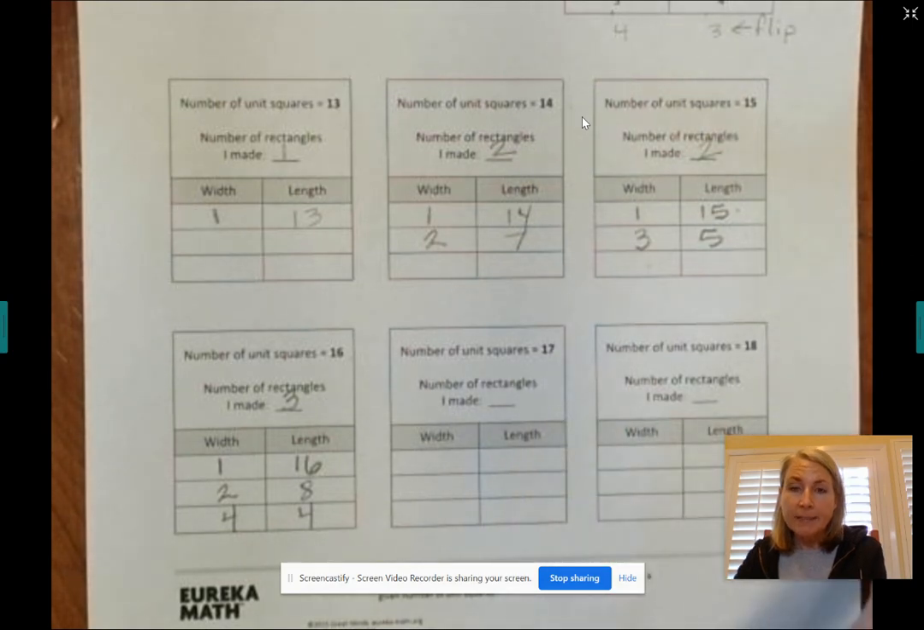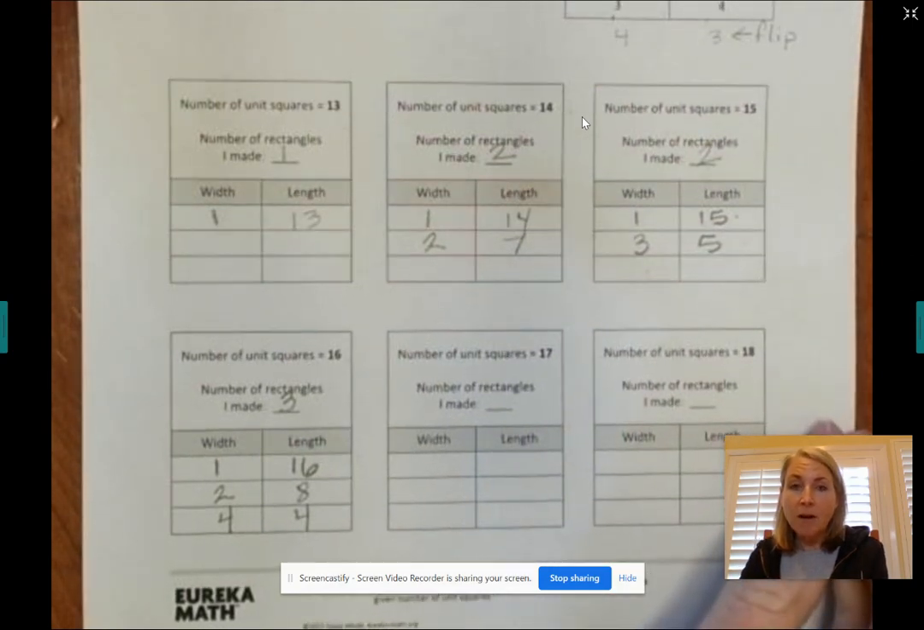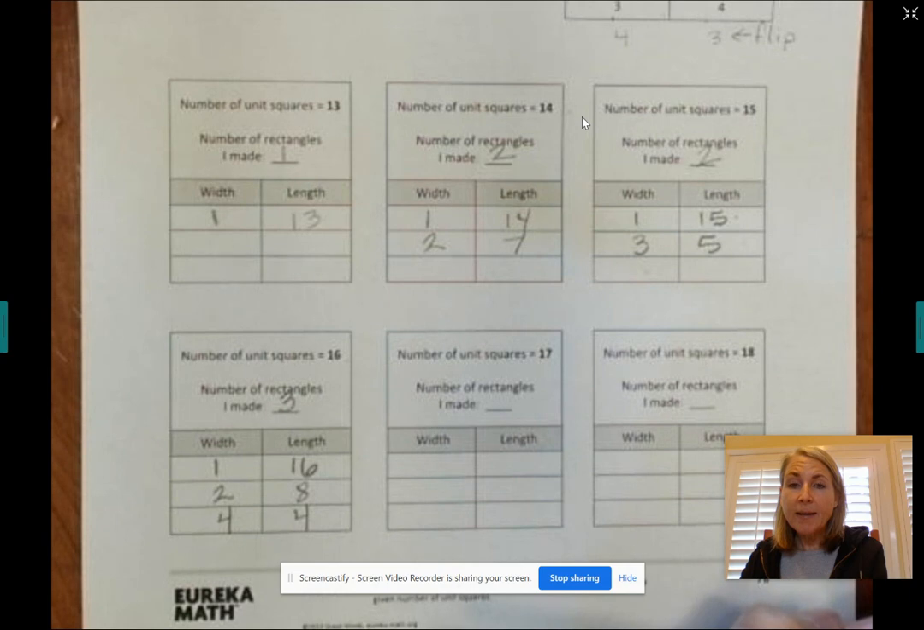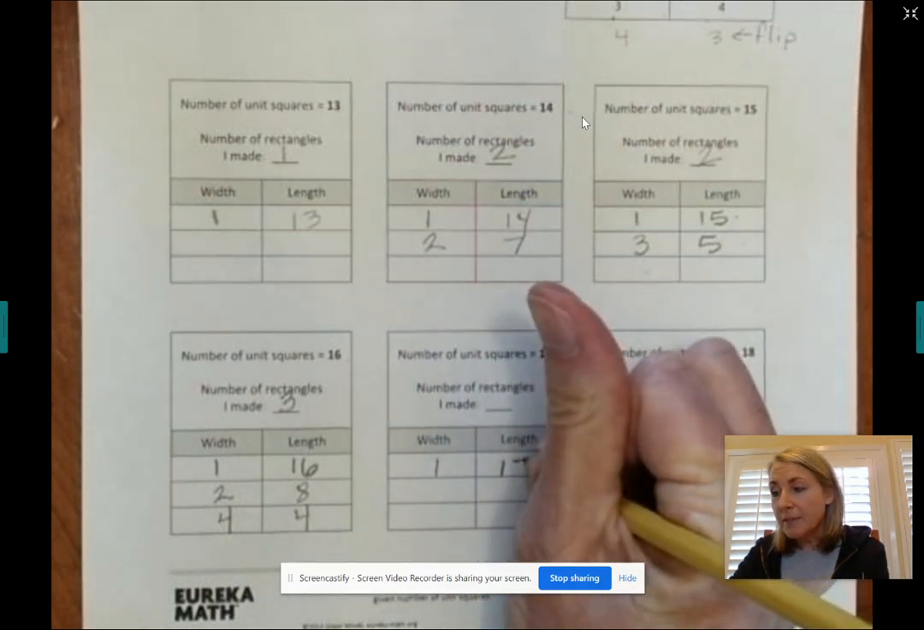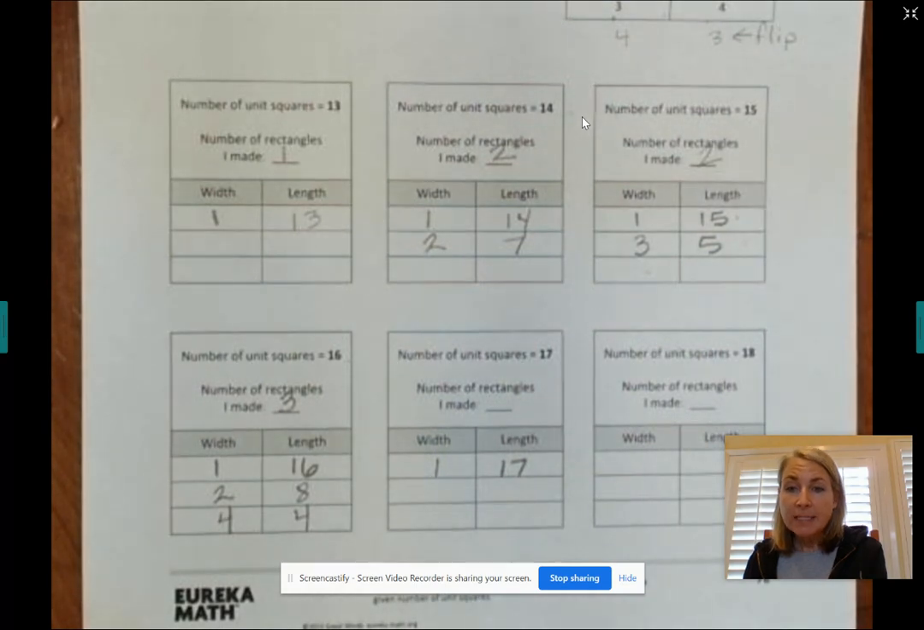Next one is 17. So 17 is an odd number. And looking at 17, it looks a little suspicious, right? Like, is it a prime? Is it a composite? I have to say, I don't know any multiplication facts other than 1 times 17 that equals 17. So 17 is another example of a prime number.